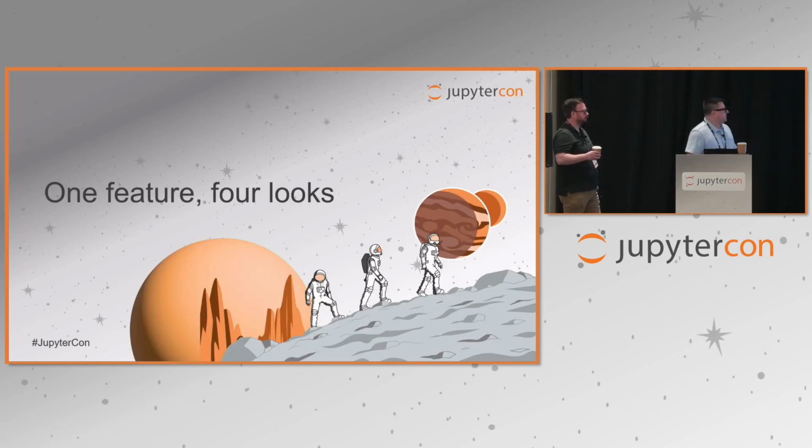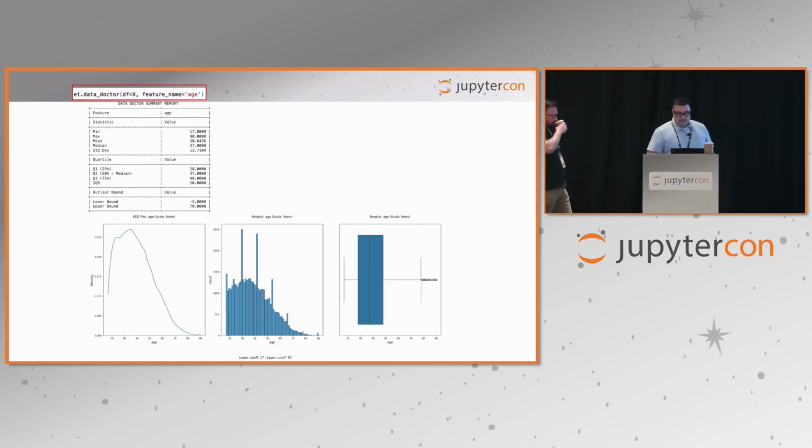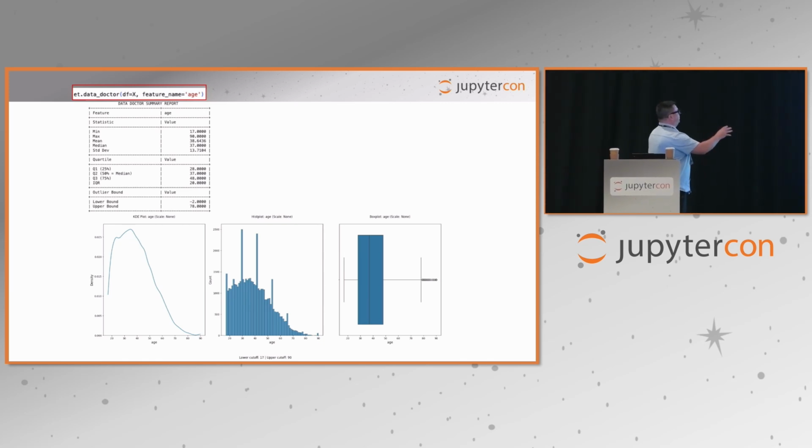So let's look at this demo. We're going to look at one feature, which is the age column from the UCI Census Income data set. We're going to run it through the Data Doctor and show how it profiles, plots, and transforms a single feature. Okay, so let's start with the raw age. At the top, as you can see, we're running Data Doctor. Our data frame here is X, and the feature name is age. So this here is our raw profile of age, the way it's reflected in the data set itself.